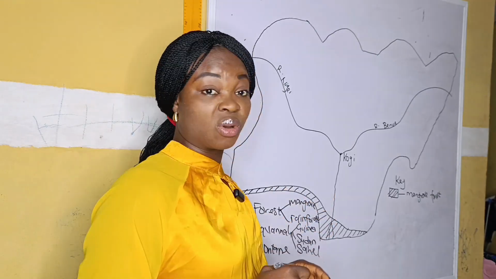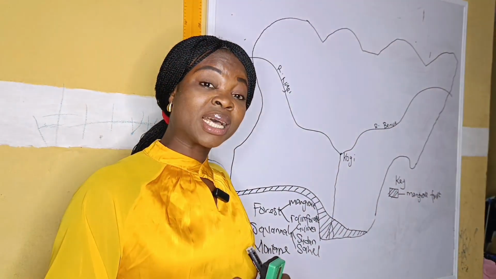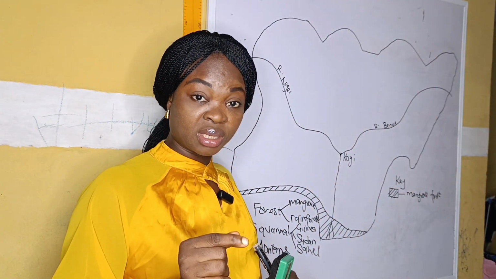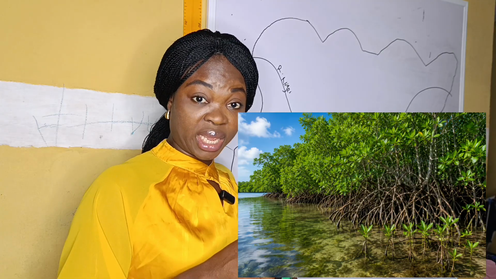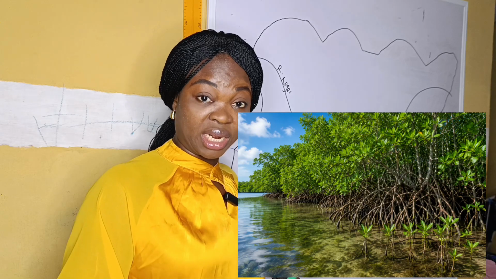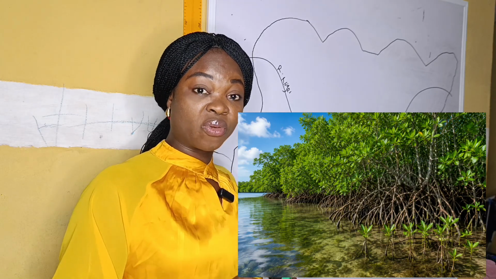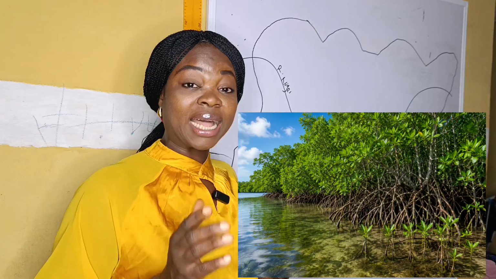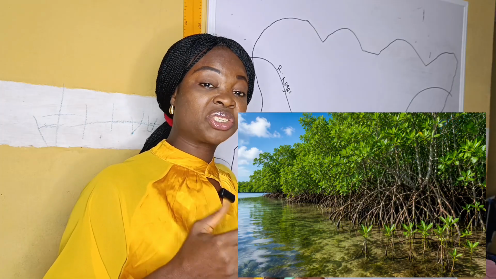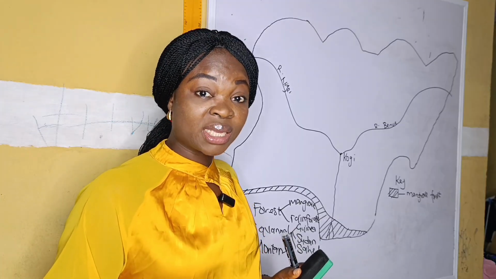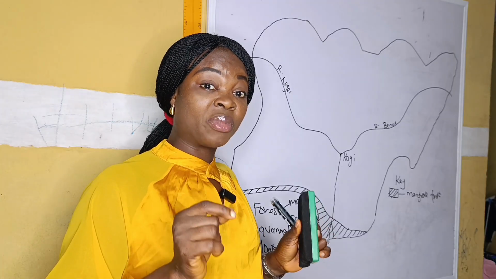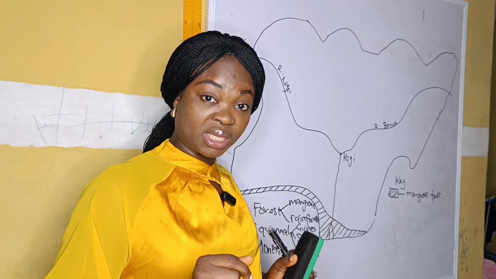What are the characteristics of mangrove forest? Mangrove forest has tall, woody trees. It has aerial roots. Aerial roots are those kinds of roots that are found on the surface of the soil, where they can absorb nutrients and moisture from the air. The roots are not buried inside the ground. Another thing about mangrove forest is that the leaves are broad and evergreen. Trees that can be found here include raffia palm, red mangrove, and white mangrove.